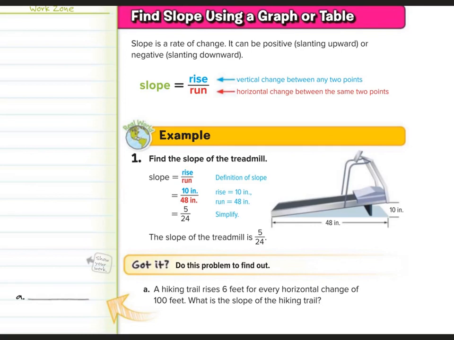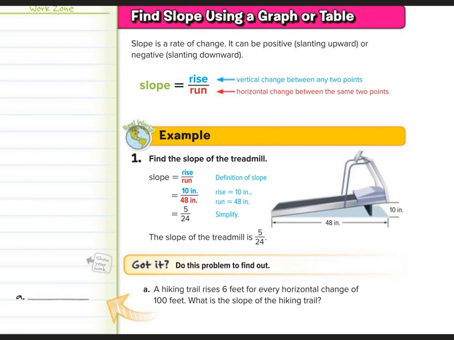So slope is equal to my rise over my run. We're going to define rise as a vertical change between any 2 points, and we'll define run as a horizontal change between the same 2 points. So if I pick any 2 points, it would be the vertical over horizontal change from those points on the line. For example 1, it says find the slope of the treadmill. I'm looking at my rise over my run, 10 over 48. 10 over 48 is simplified to 5 over 24.